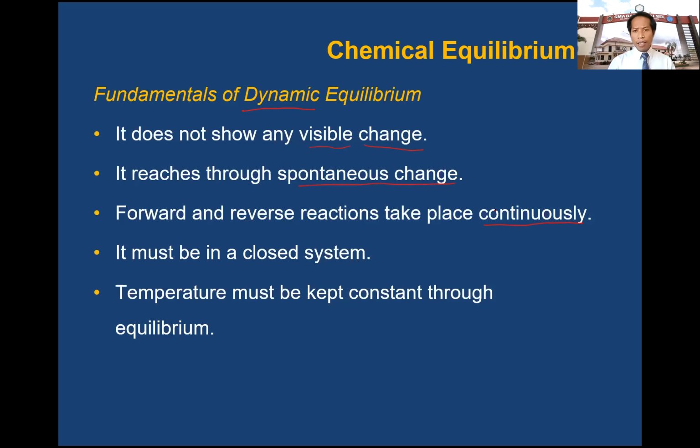To make it balanced, it must be continuously going forward and reverse at the same rate, at the same speed. And one more thing that I have to say, it must be in a closed system. You can have an equilibrium reaction if the reaction is in a closed system. If it is an open system, you will not see an equilibrium there. So it must be closed. And the temperature must be kept constant for the equilibrium. If the temperature is changing, of course, the equilibrium also will be changing.